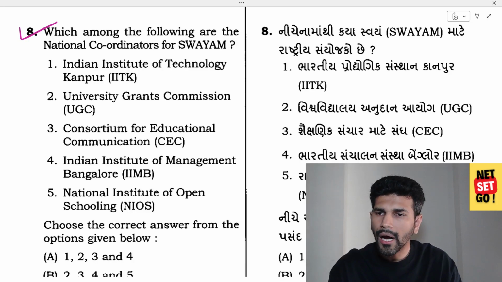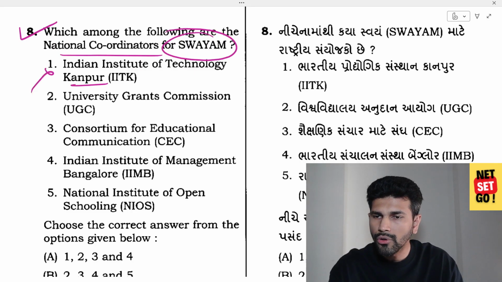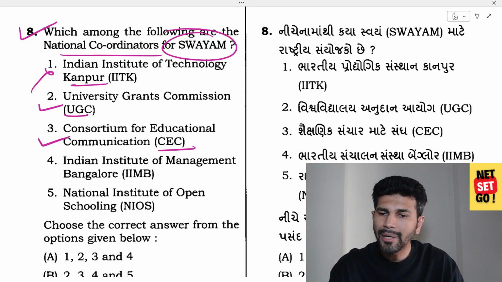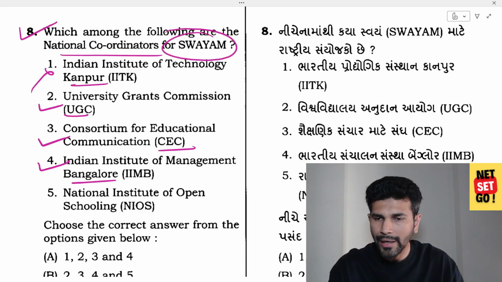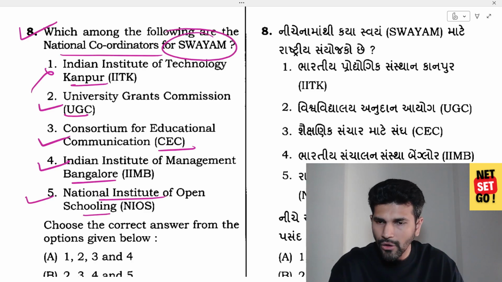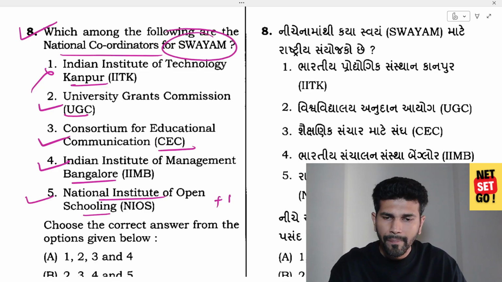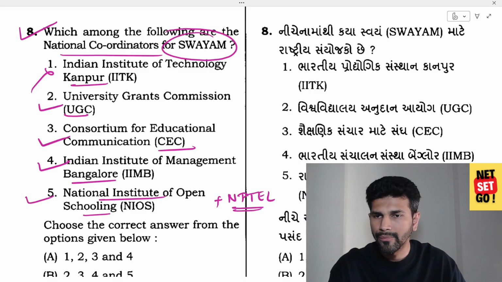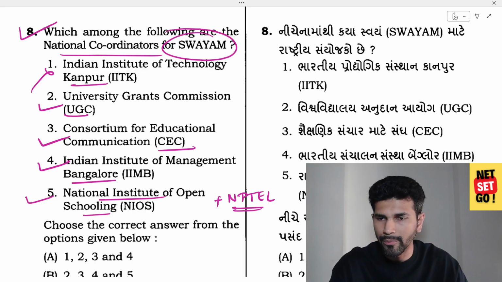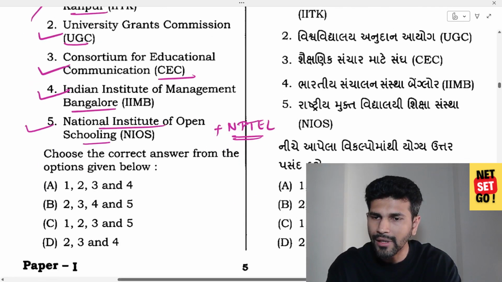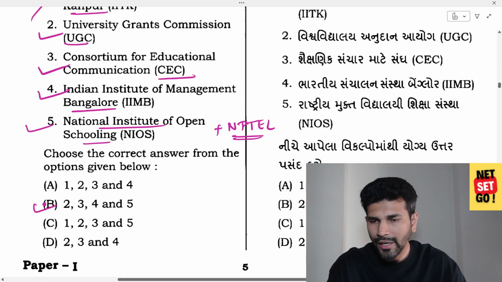Next, which among the following are the national coordinators for SWAYAM? Indian Institute of Technology Kanpur, no. UGC, yes. CEC, yes. Indian Institute of Management Bangalore, IIM Bangalore, correct. And National Institute of Open Schooling is also correct. So UGC, CEC, IIMB, NIOS, apart from all these, NPTEL is also part of SWAYAM. It is also National Coordinator for SWAYAM. So 2, 3, 4, 5 are correct answer. Option B is correct answer.